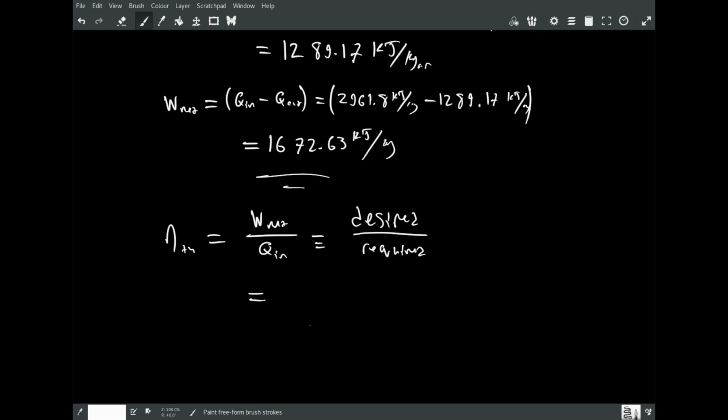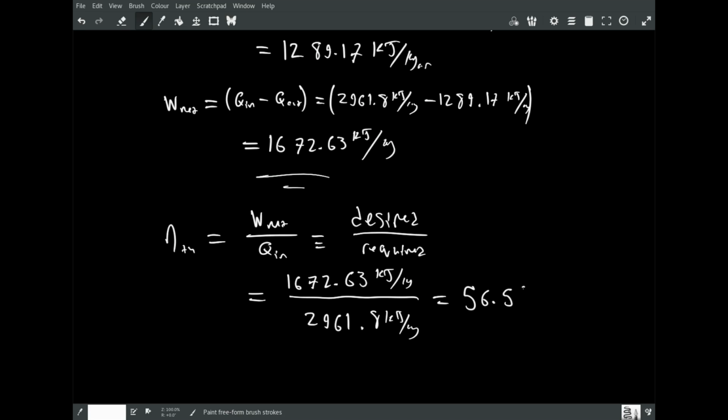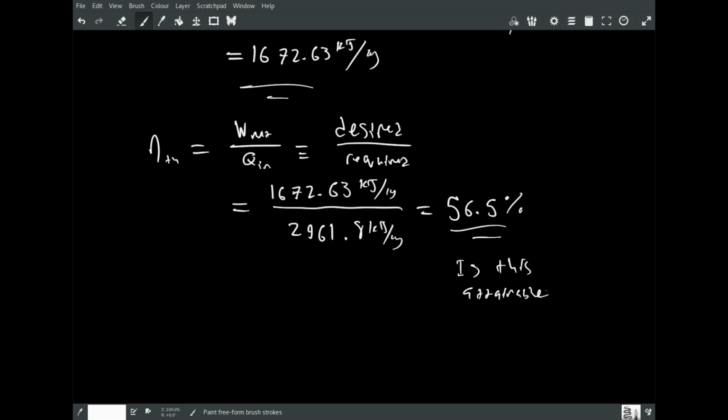So we can say that our net work, 1672.63 kilojoules per kilogram, divided by our Q in, 2961.8 kilojoules per kilogram, and we get a thermal efficiency of 56.5%. Can we get that? Well, no, not really.